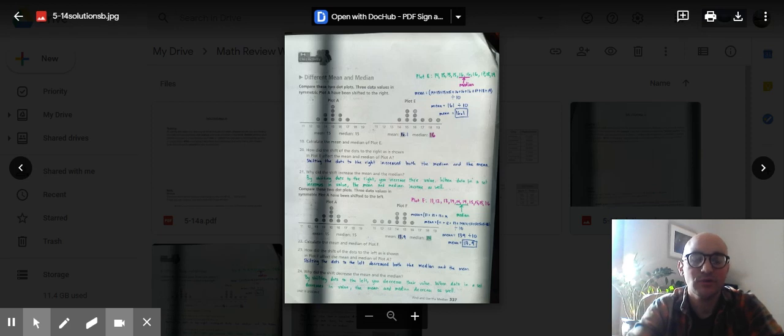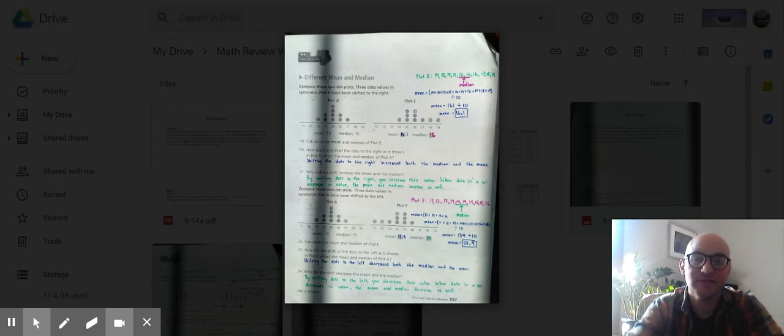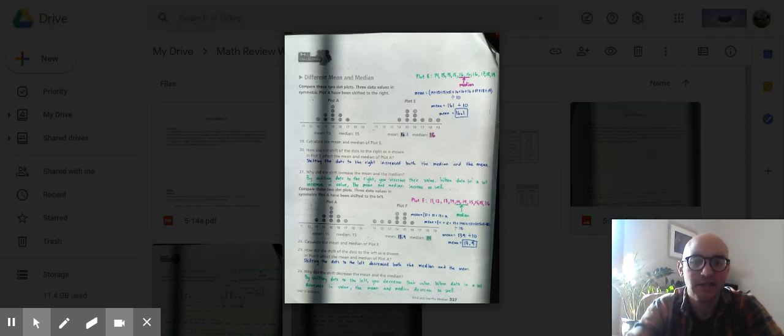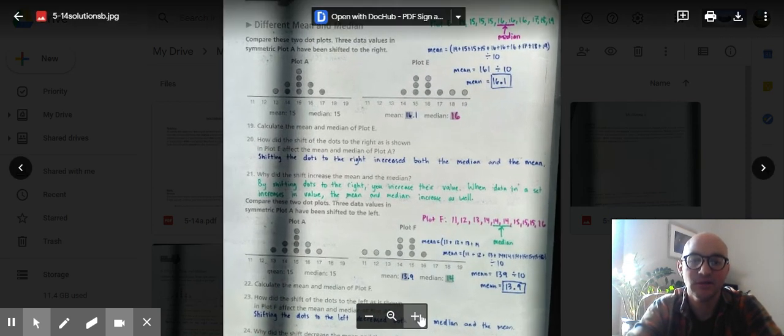We're going to be working, for this video, on the page that you see on the screen. It says 8-6 class activity, different mean and median. And so we're looking at the shape of data here and how changing the shape of data, or changing the distribution of data, changes the mean and changes the median. So let's take a look here. We'll get right into it.